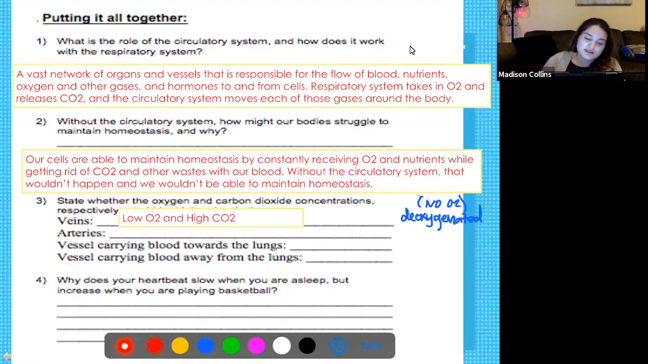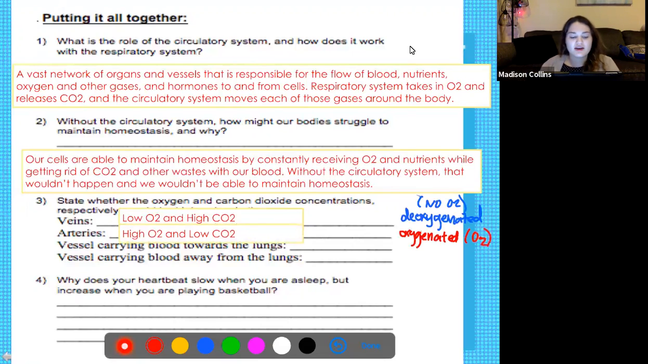But arteries carry oxygenated blood, which means that it contains oxygen. It contains O2. So because of that, it's going to be carrying blood away from the heart that is high in oxygen and low in carbon dioxide.